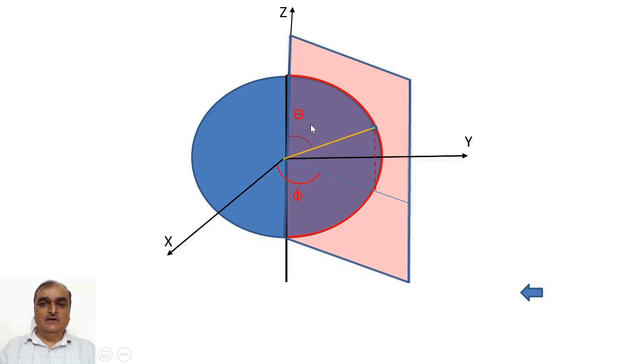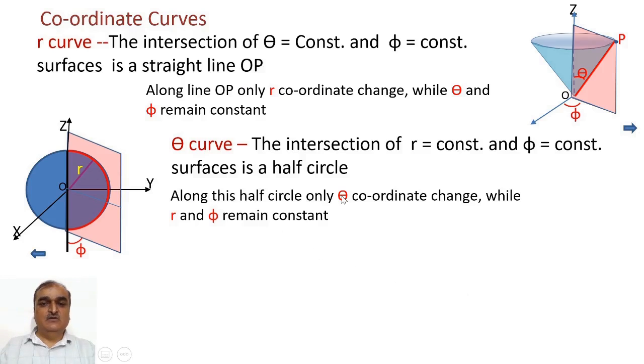If the point P is moved here, then theta is increased, but r is the same, and the foot of the perpendicular is again on the same line. Therefore, phi remains the same. If the point is moved here, again the foot of the perpendicular is on the same line. Therefore, phi is constant, and the distance from the origin is constant. That is, r is constant and phi is constant. All points on this red half circle have the same value of r and the same value of phi, but the value of theta varies from point to point. Therefore, along this half circle, only the theta coordinate changes while r and phi remain the same. Therefore, this is the theta curve.